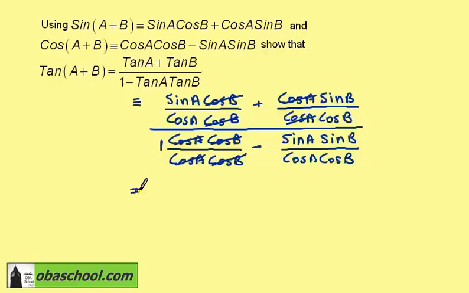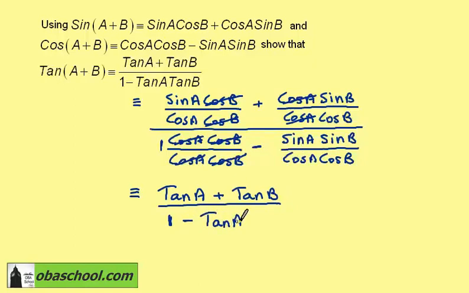Sin A over cos A is tan A, sin B over cos B is tan B. Then we have the 1 minus sin A over cos A, which is tan A, and sin B over cos B, which is tan B. So we've proven the identity.